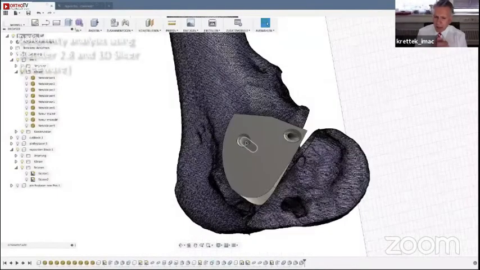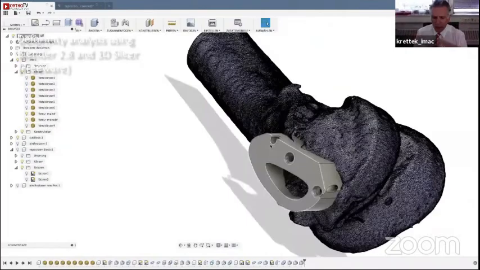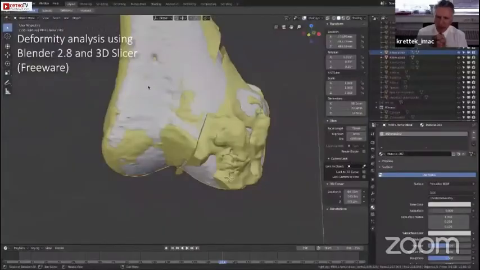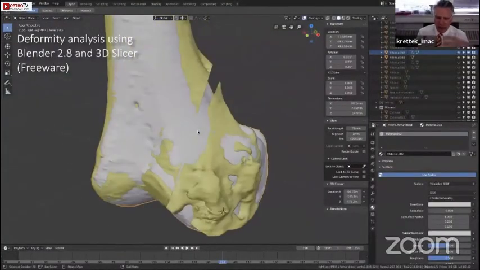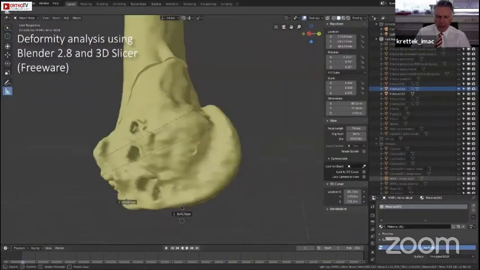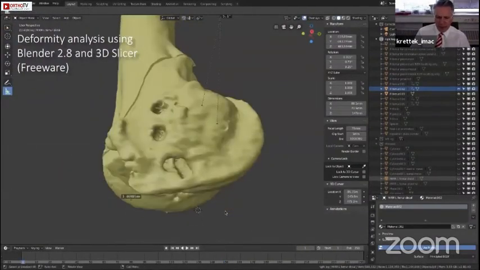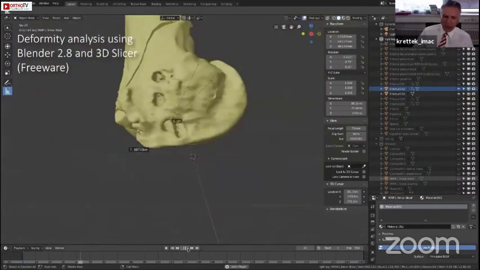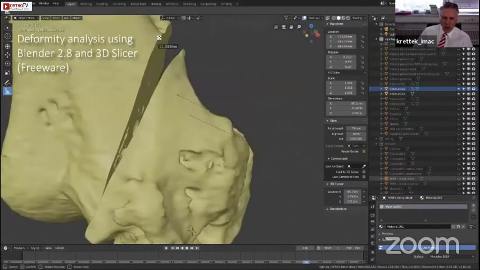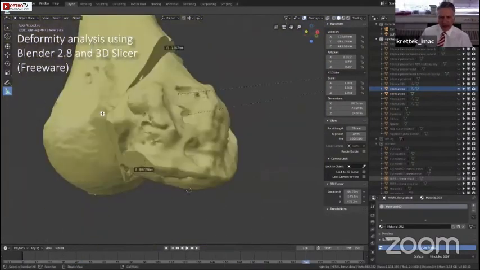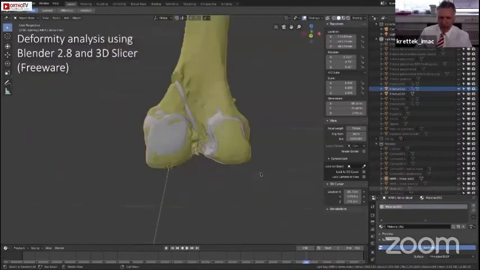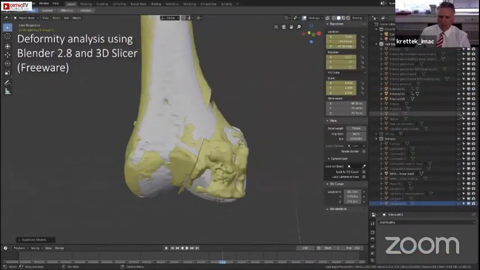And based on this, we can construct targeting aids made from plastic, which can then be sterilized and used intraoperatively as guides for osteotomy, as guides for reduction, and as guides for implant placement.